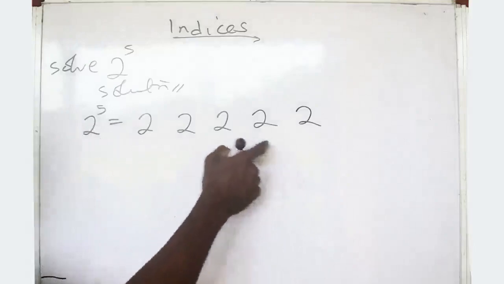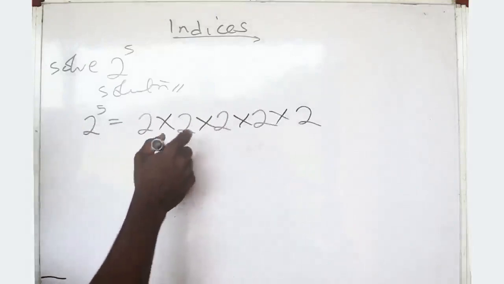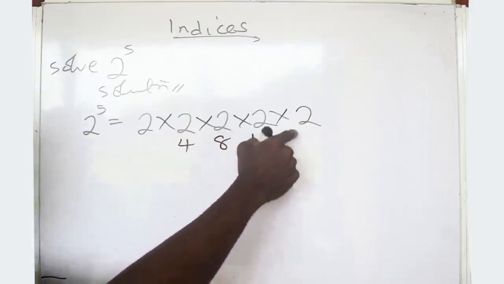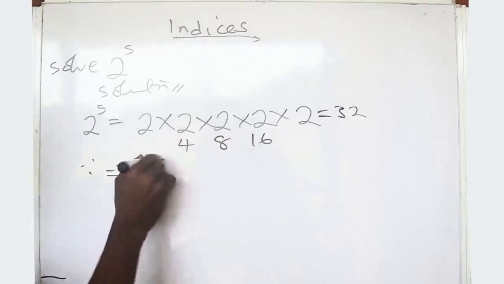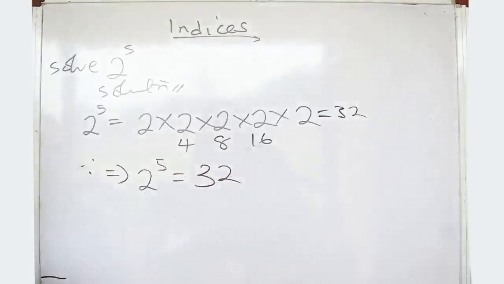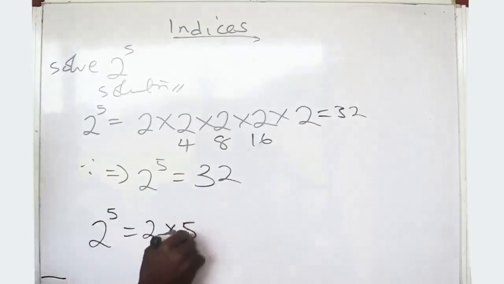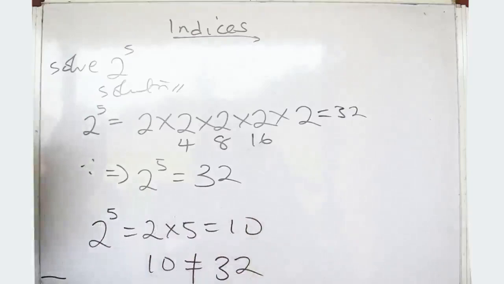Then, when you have repeated it, the next step is to put multiplication in between the numbers. 2 times 2 is 4. This 4 times 2 is 8. This 8 times 2 is 16. And this 16 times 2 will give you 32. Therefore, 2 raised to the power 5 is nothing but 32. If you don't know what to do, you will say 2 raised to the power 5 means 2 times 5, and 2 times 5 is 10. You cannot tell me that 10 is the same thing as 32.